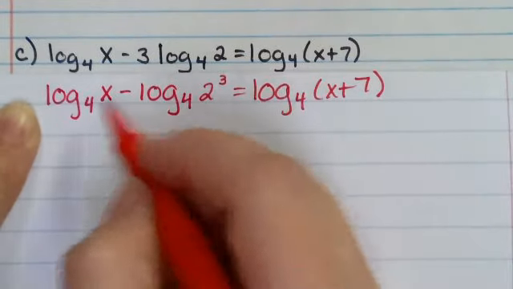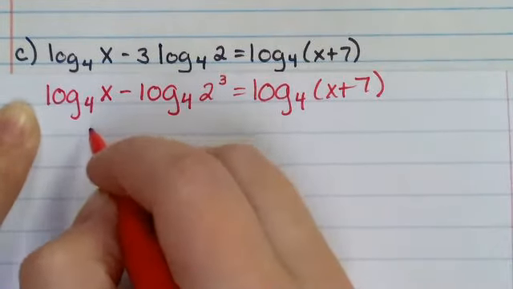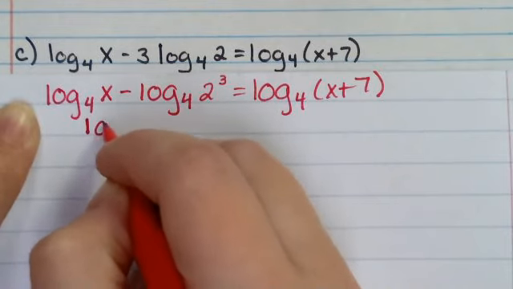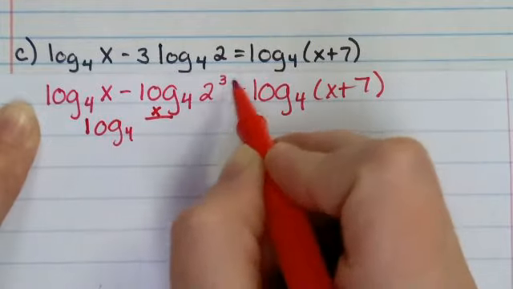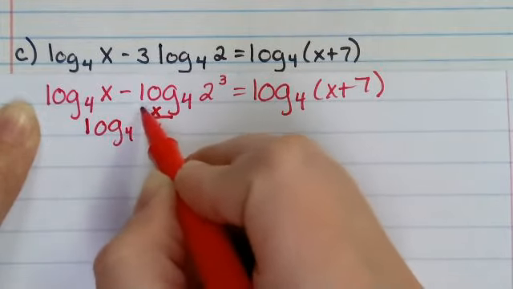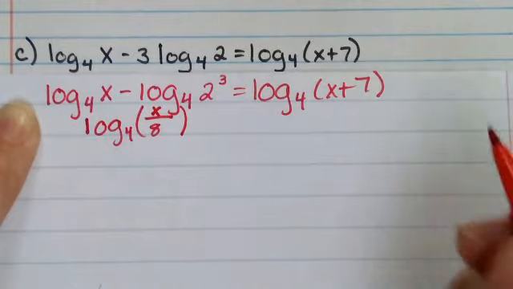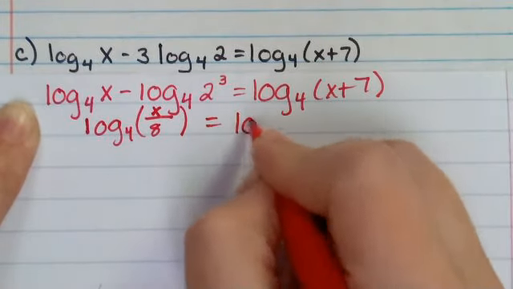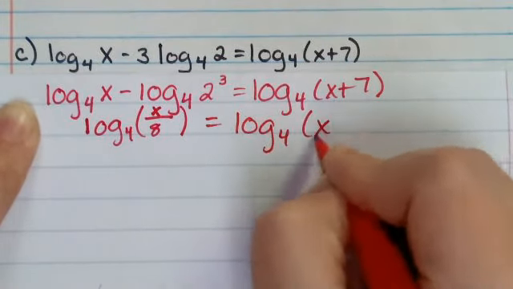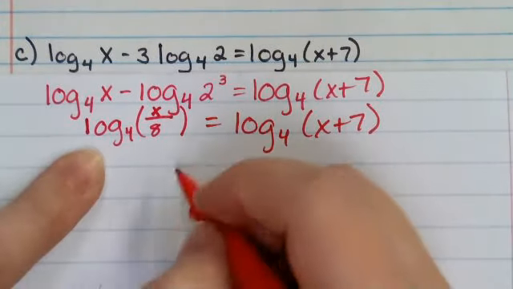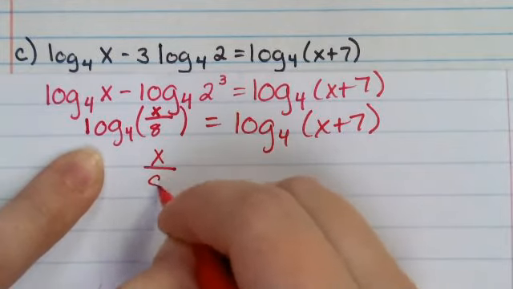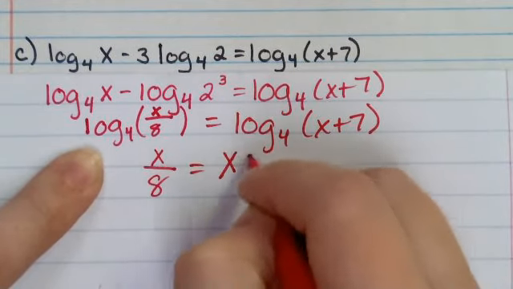All right, now we're going to use our quotient property and rewrite this as 1 logarithm. So this is log base 4 of x over 2 cubed. I'm going to go ahead and write that as 8. And that's equal to log base 4 of x plus 7. So at this point, I can drop my logs. This gives me just x over 8 equals x plus 7.